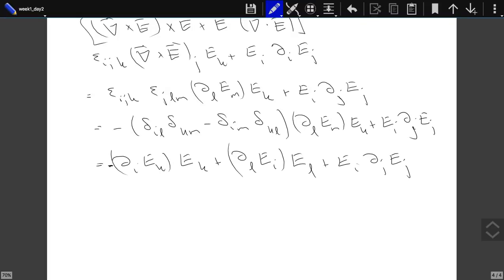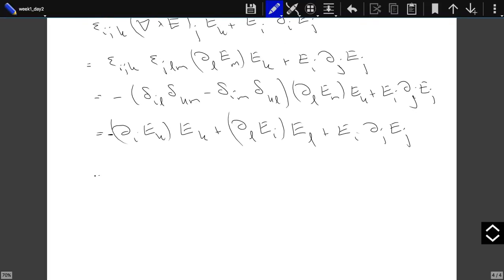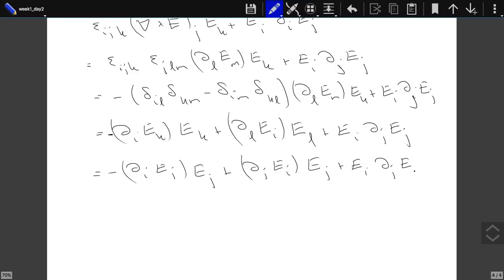Now there are many indices, most of them are dummy. So let's just give the same name to the dummy indices. Here the dummy index is K, here it's L, here it's J. Let me call all those dummy indices J, so that I will see if certain terms are equal or not. This is equal to minus del I E J times E J, plus del J E I times E J, plus E I del J E J.